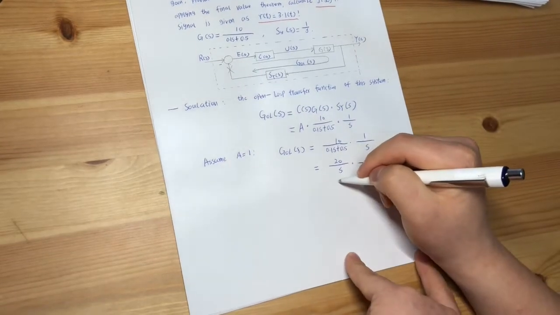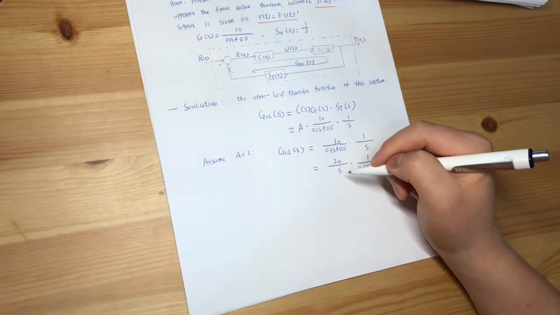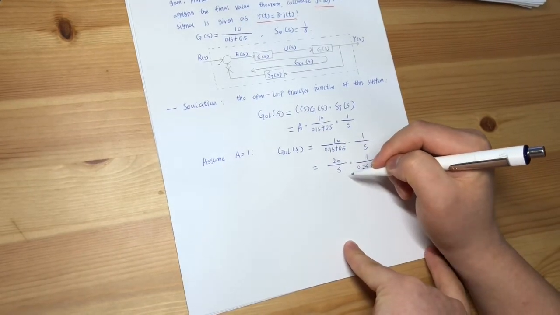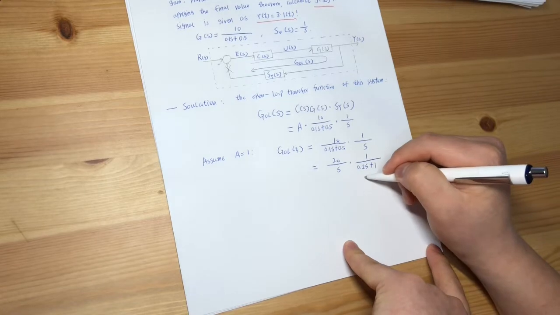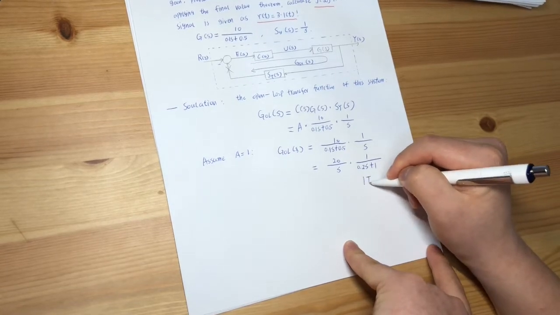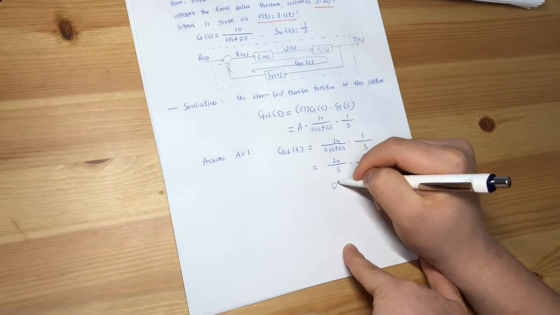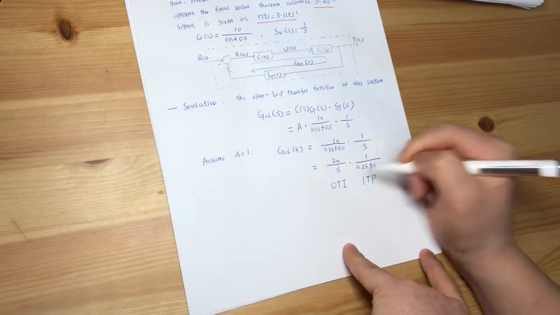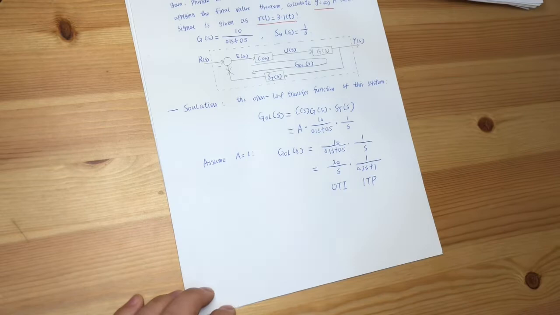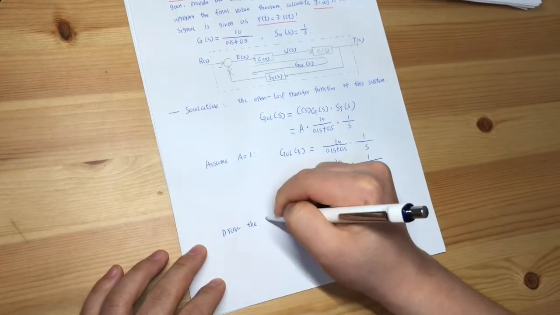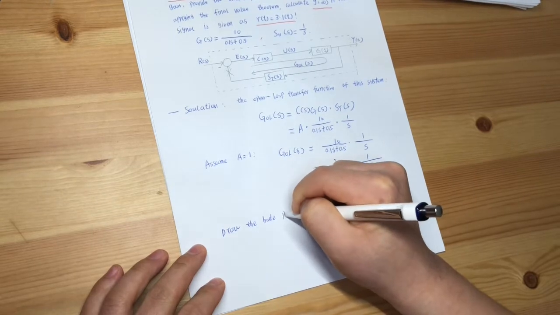That is two systems. One becomes a type-1 TP system and another is a 0TI system. So let's now draw the Bode plot.